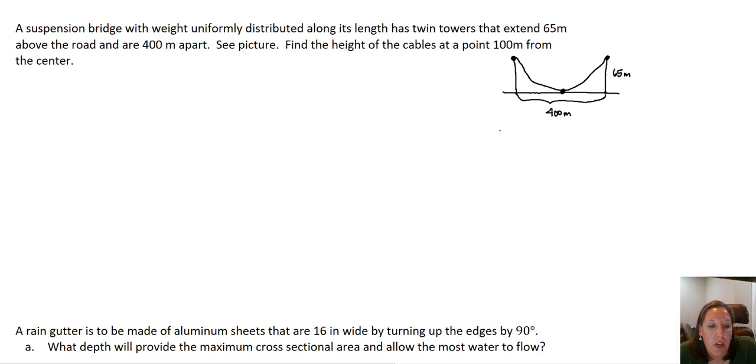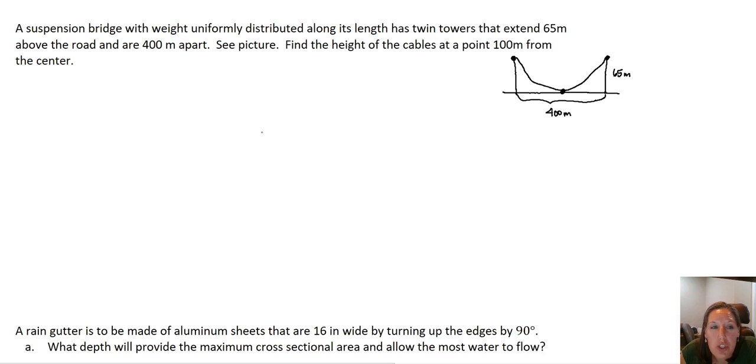Hello, in this video we're going to take a look at a couple of application problems involving quadratic functions. The first one: a suspension bridge with weight uniformly distributed along its length has twin towers that extend 65 meters above the road and are 400 meters apart. Find the height of the cables at a point 100 meters from the center.